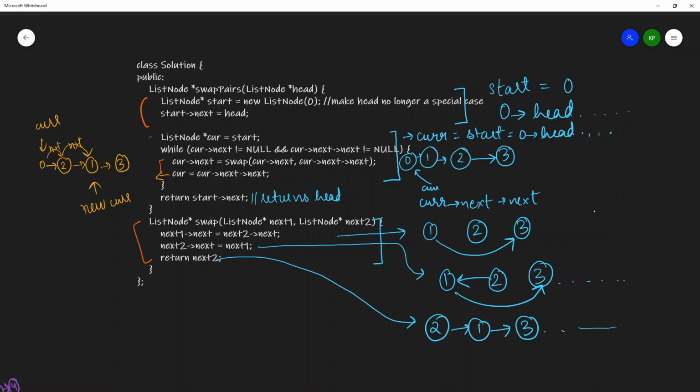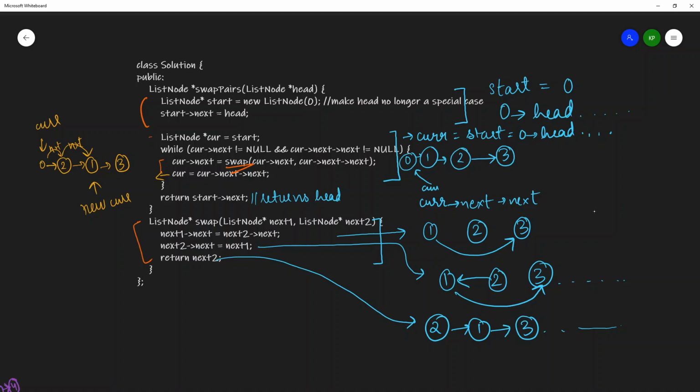Now here comes that swap function which is being used here, right? So what we are doing in this swap function is we have taken next one and next two, right? And then here we are required to swap them. So while swapping in a linked list, we are simply changing the links. So whatsoever is our first node and whatsoever our second node, our first node's next would be simply changed with the link of the second node's next.